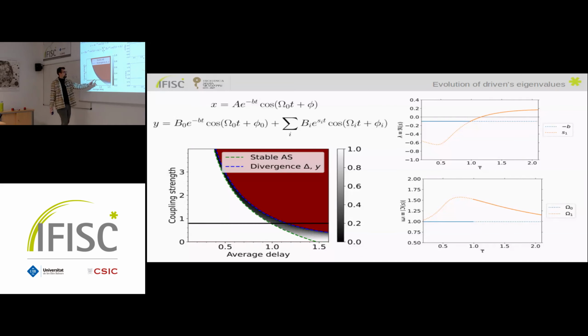And then as we keep increasing the average delay, we get to this line, which is the moment at which the real part of this eigenvalue becomes positive. So the system starts to diverge. So this was an interpretation of a linear system, but one can ask oneself, do we have some advantage by using this distributed delay configuration?